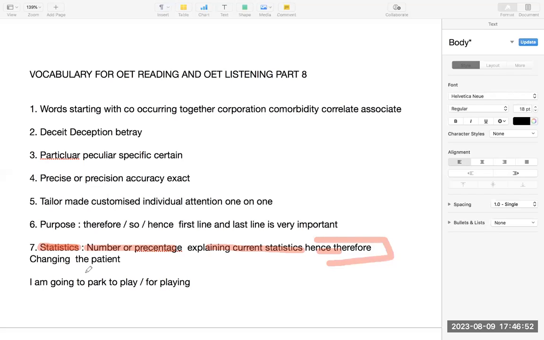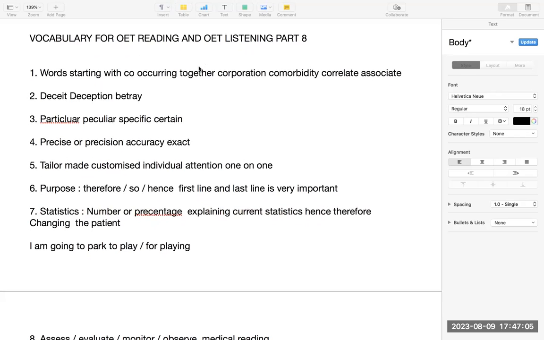Sometimes the word to is also a kind of similar word to purpose. You will be saying, how is it possible, sir? How does to become purpose? So I say, I am going to the park to play. When this word comes with playing, we say, I am going to the park for playing. Both are correct. So what is the purpose of going to the park? Playing. So sometimes you will be looking out for the word therefore, so, hence, and it would be hidden in the word to. So please, in the option it would be given to.